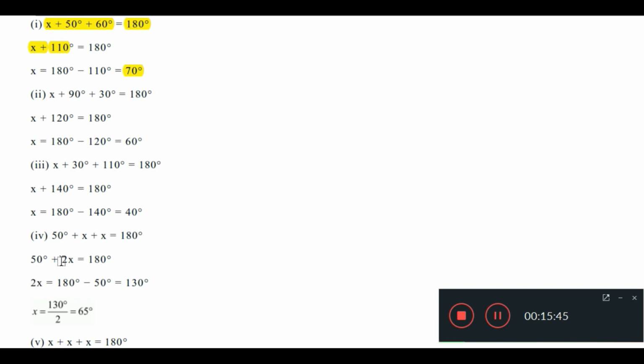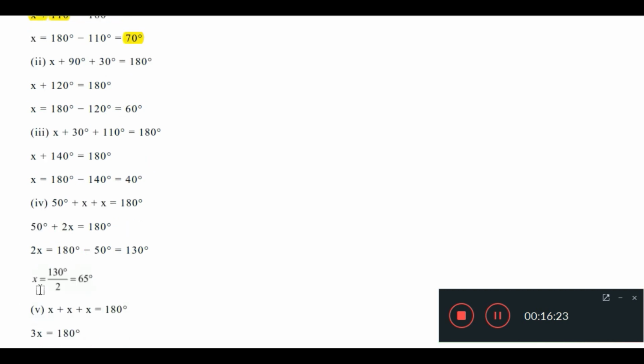So here we can see that 50 is a constant number which we can shift to the right hand side by transposition. As it is positive on the left hand side, when it goes to the right hand side, it becomes negative. So here we put minus 50. So 2x equals 180 minus 50 equals 130. Now 2x means 2 multiplied by x, and we know that the opposite of multiply is divide. So here we will do division. So x equals 130 upon 2, which is equal to 65 degrees.